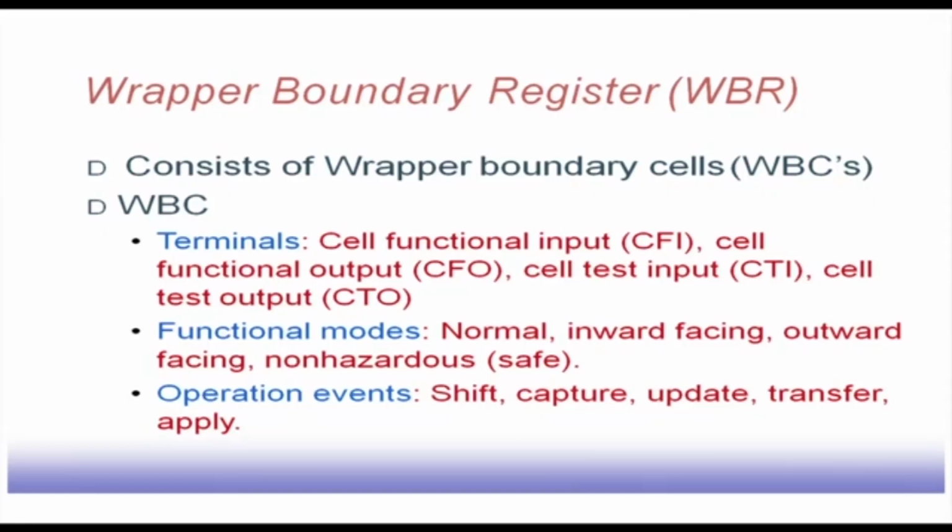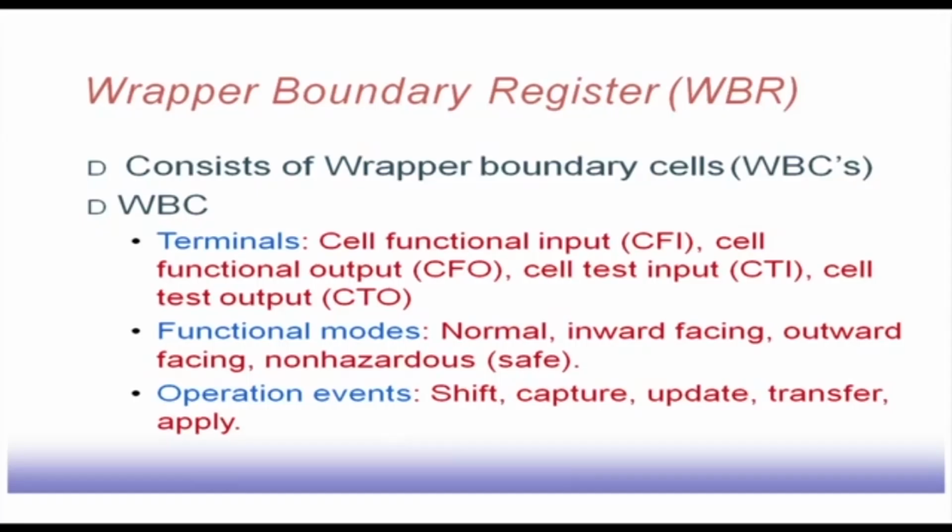On the other hand, if you are testing an interconnect between two cores, then the content of a particular cell will be taken out of the core and applied to the input of another core. That is the outward facing. So, we have this functional mode: inward facing and outward facing, and non-hazardous means it is a safe mode. It may be put into this mode so that by mistake the WBC does not get configured to some other mode.